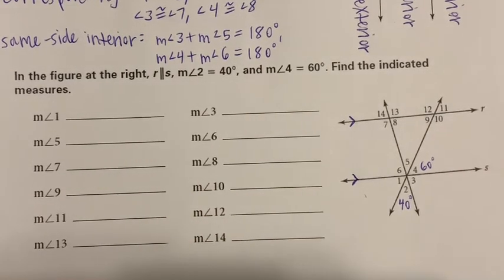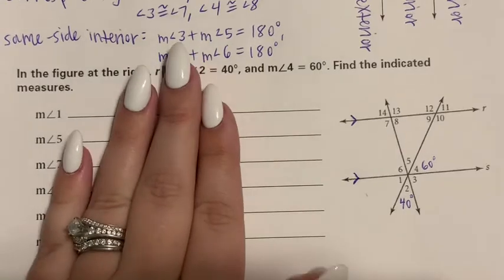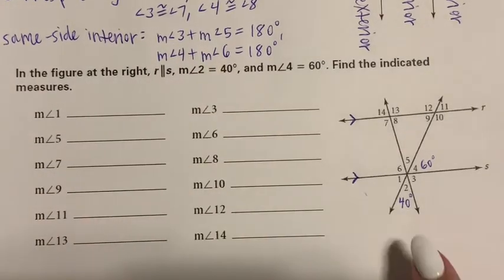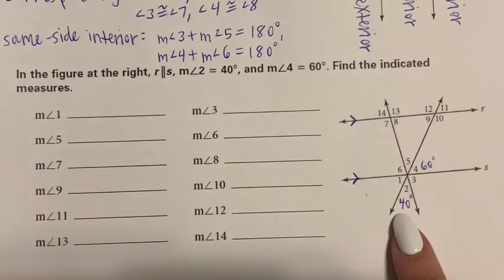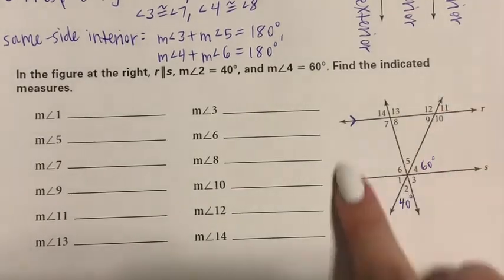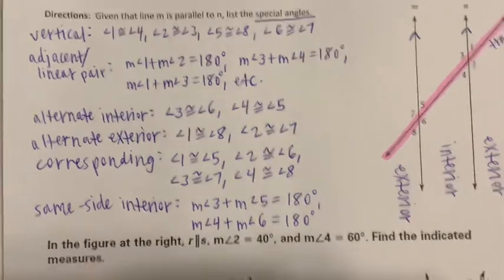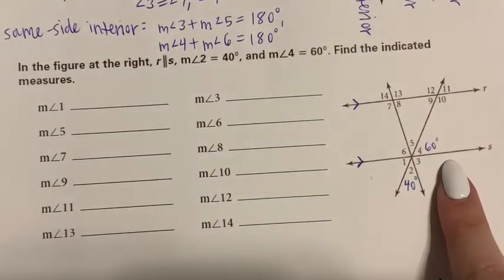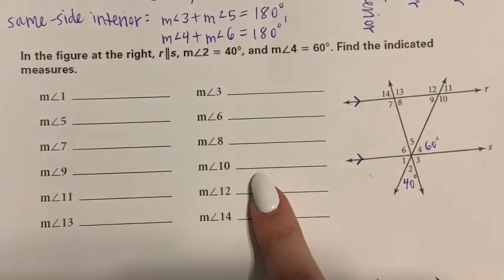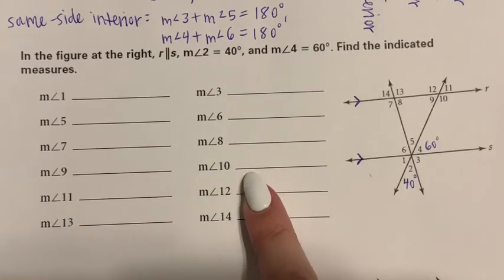So my hint to you would be to come back and fill this in last. And first use your figure and label all of the angle measures on the figure using all of these types of special angle relationships. And then once you have your figure completely labeled, then go back and try to answer each of these.